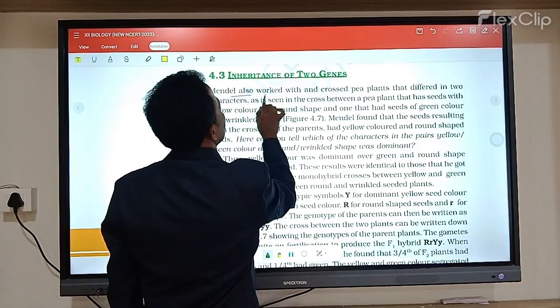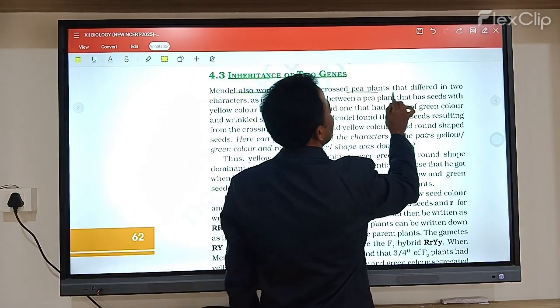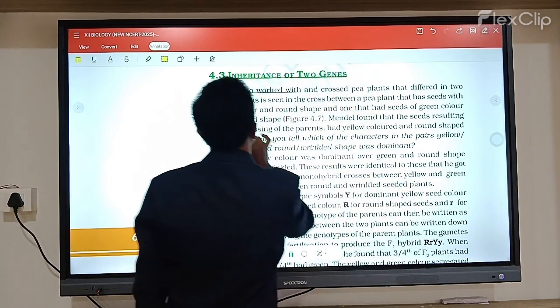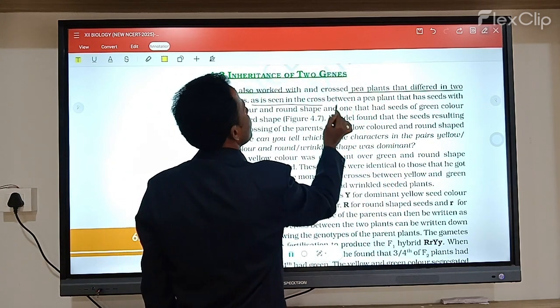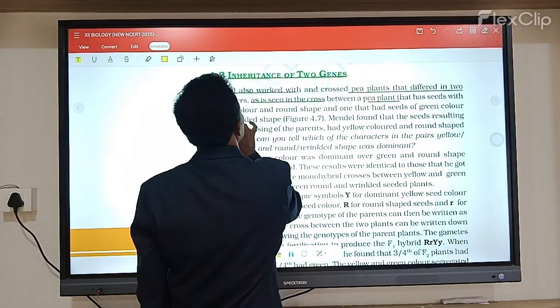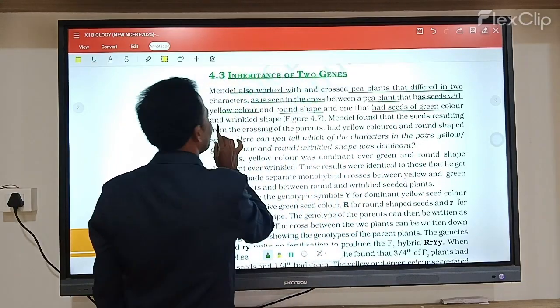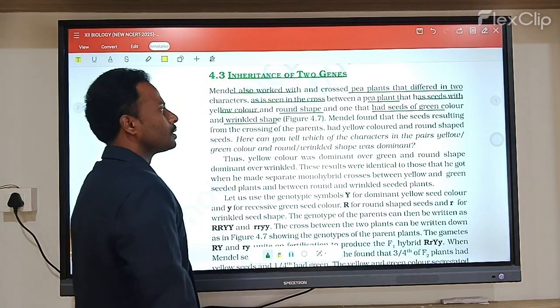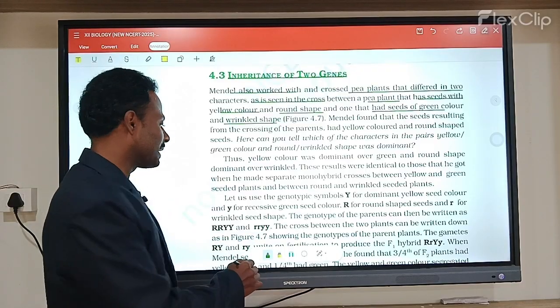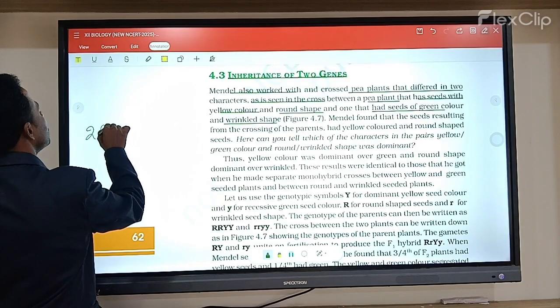Mendel also worked with crosses of pea plants differing in characters. He crossed a pea plant that has a seed with a yellow color and a round shape with one that has a seed with a green color and a wrinkled shape. So Mendel selected two genes here.